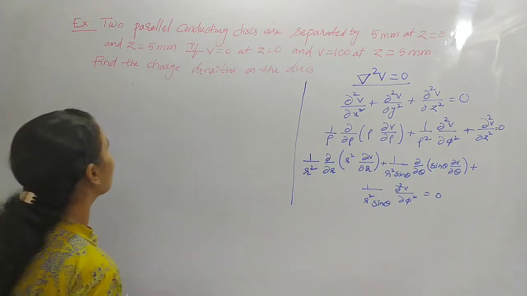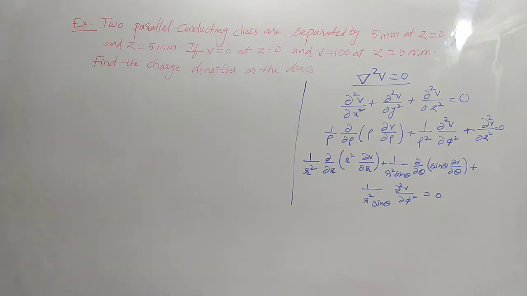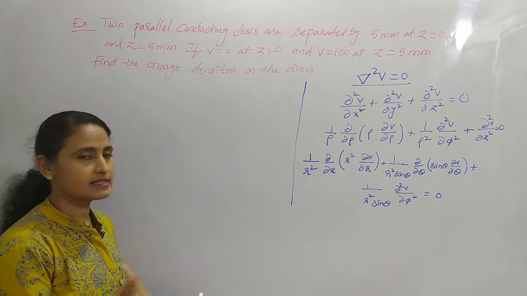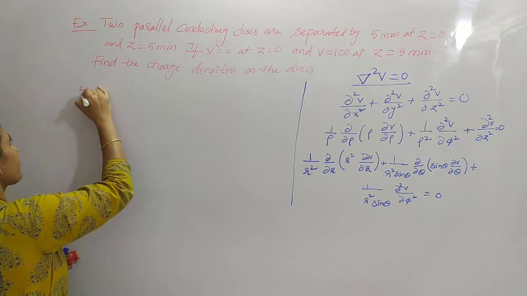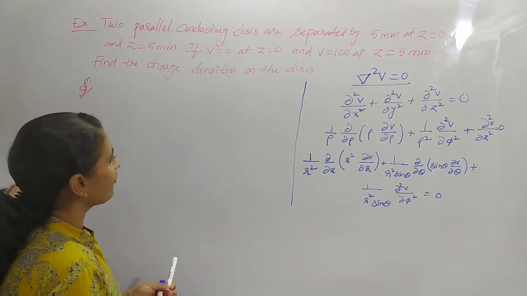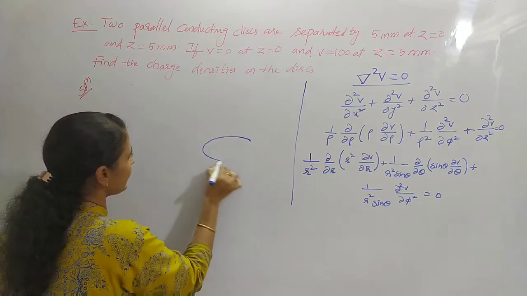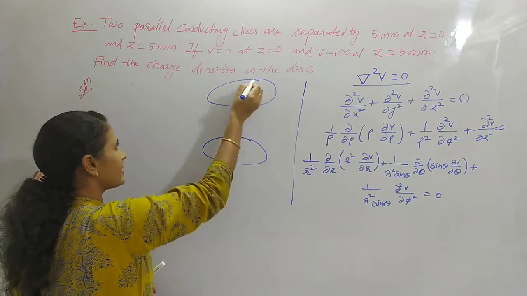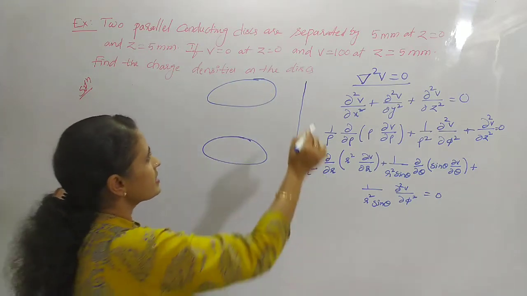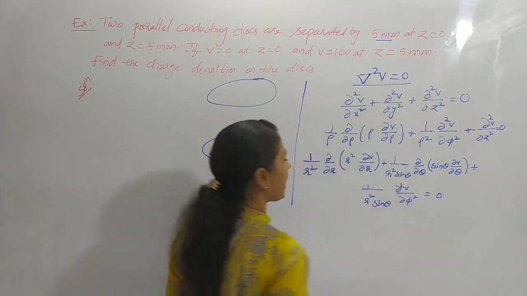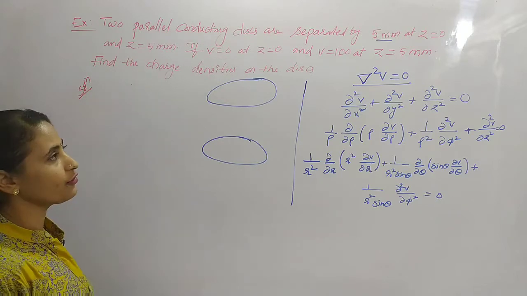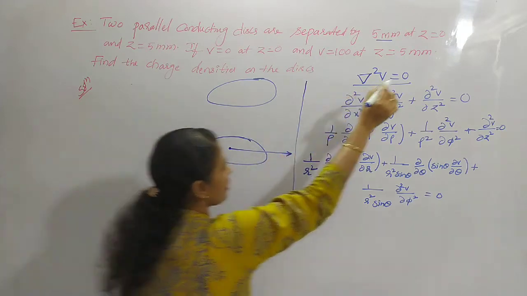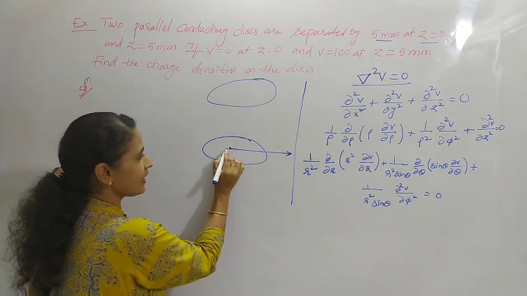Now let us solve our numerical. What is the question given? There are two parallel conducting discs. We have two circular discs, one disc here and one more disc here, separated by 5 mm, at z equal to 0 and z equal to 5 mm. These two discs are placed along z equal to 0. Let this be the line z equal to 0.